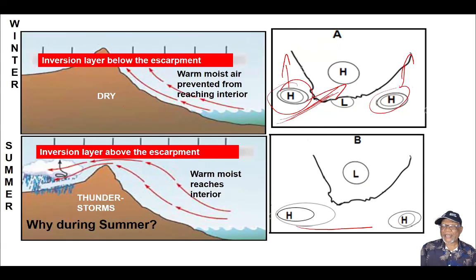Because the high pressure cells have moved southwards. Why did the high pressure cells move southwards? Because they are following the migration of the ITCZ. When the ITCZ moves southwards, the high pressure cells also move southwards. So what will be the impact of high pressure cells moving southwards? They are going to block the mid-latitude cyclones and stop them from flowing into the interior.